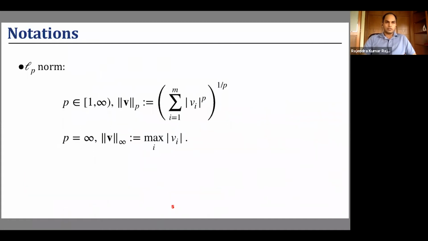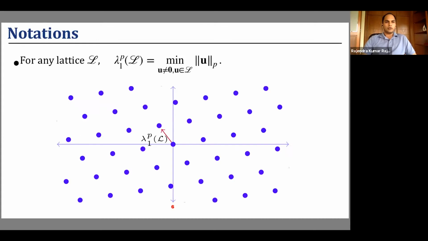Before talking about the lattice problems, SVP and CVP, let's first define some of the notation which I'll use in this talk. The first one is the ℓp norm. We are more familiar with the Euclidean norm, but in this talk we'll study all the ℓp norms. For a finite p, you just take the pth power of each coordinate, sum it up, and then take the 1/p-th power of the sum. The infinity norm is just the max of all the coordinates. The next notation is lambda 1. Lambda 1 represents the length of the shortest non-zero vector in the ℓp norm. So we'll use lambda 1 to denote this quantity.